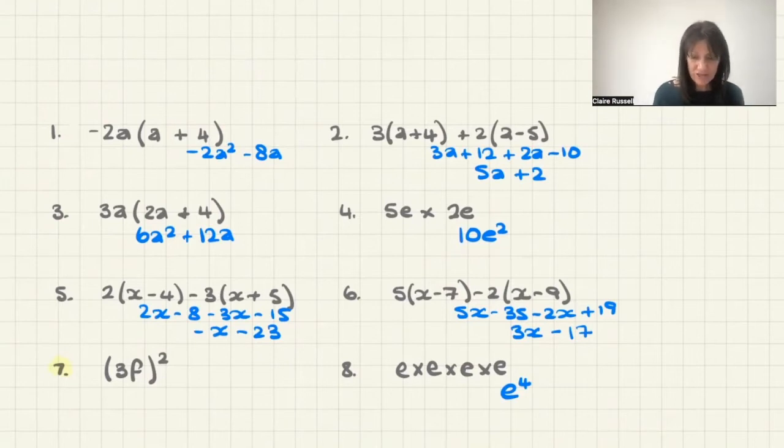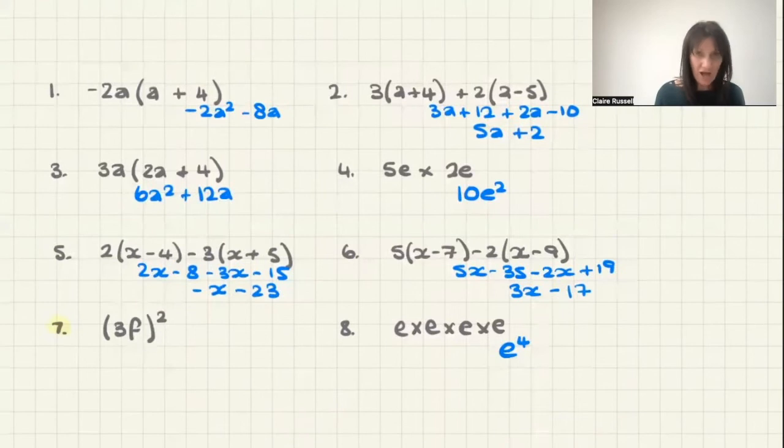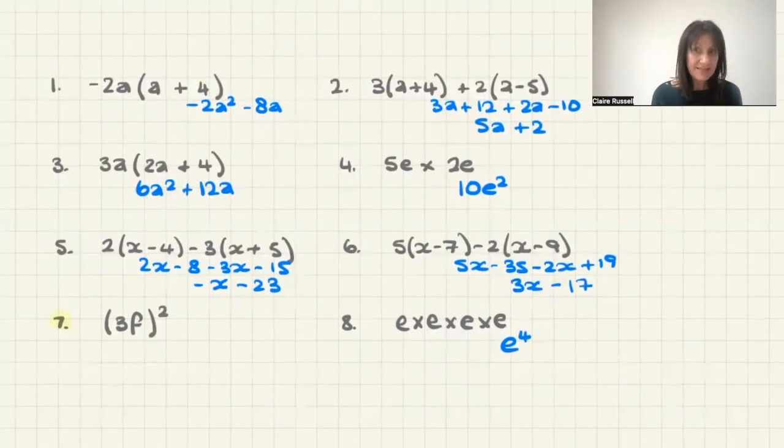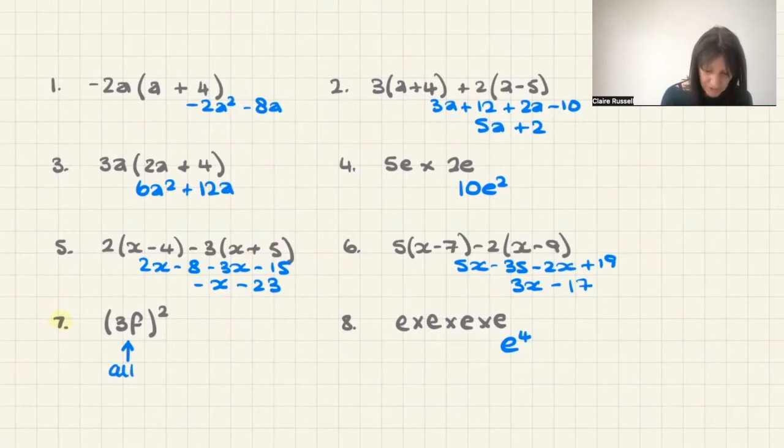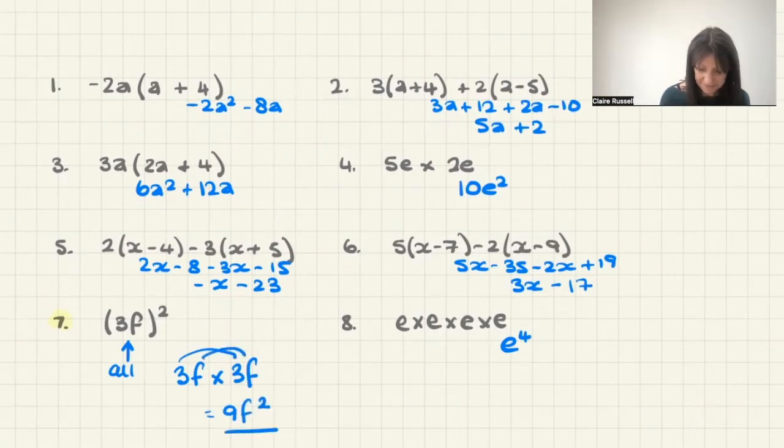Okay, so with question 7, we have our current knowledge, and that is enough to be able to solve this if we've got the confidence to go for it. Our current knowledge is that raising anything to the power 2 means multiplying it by itself. That means everything that's in that bracket is going to get multiplied by itself. So that is 3f times 3f. 3 times 3 is 9, and f times f is f squared.